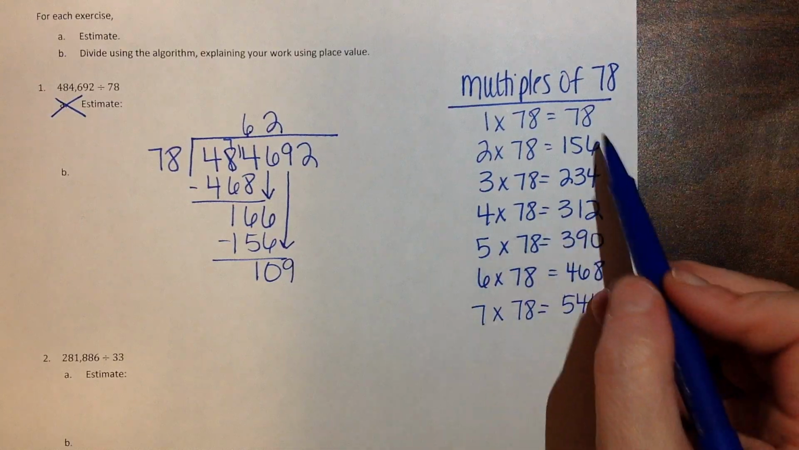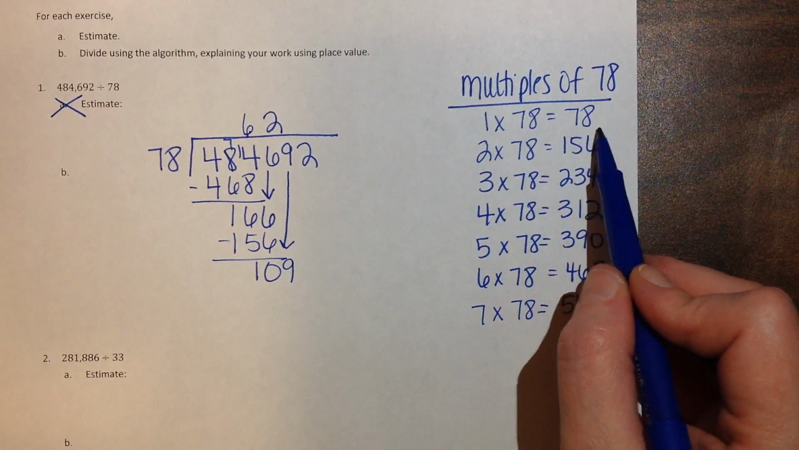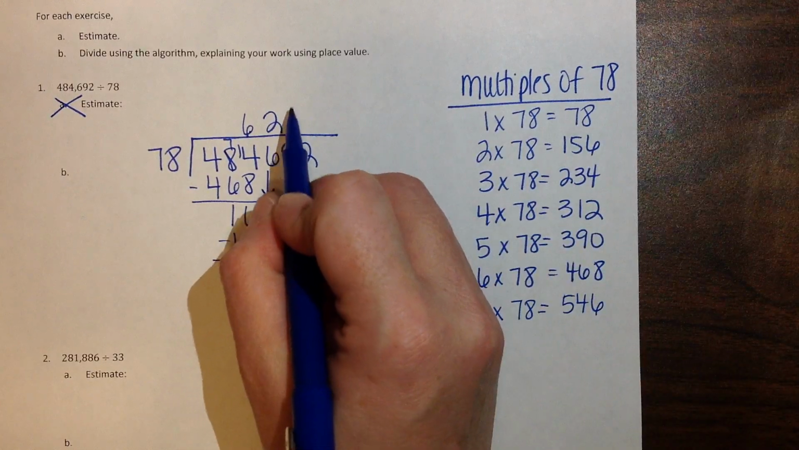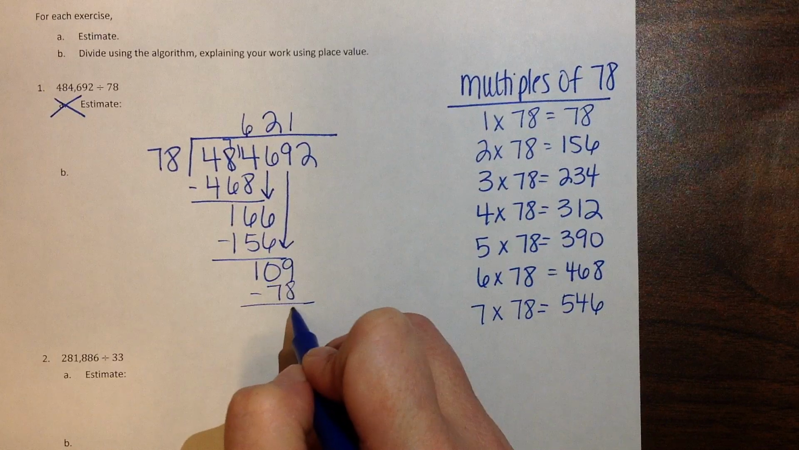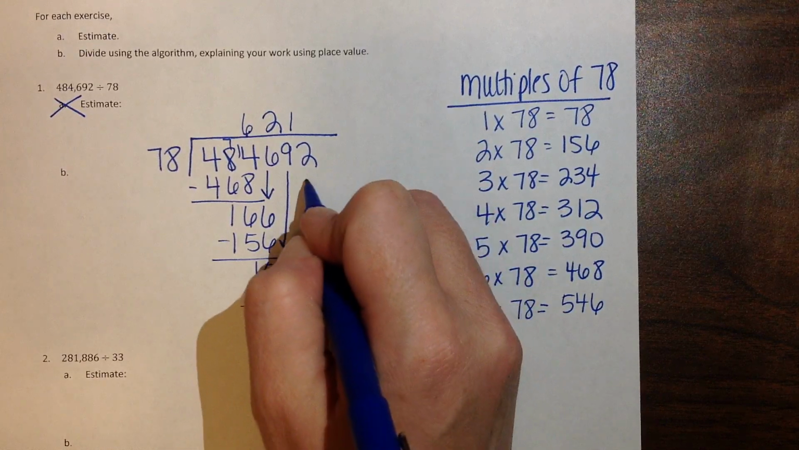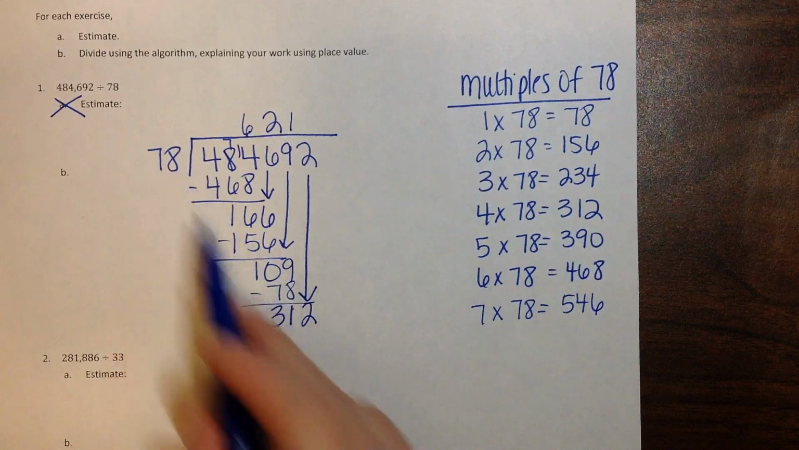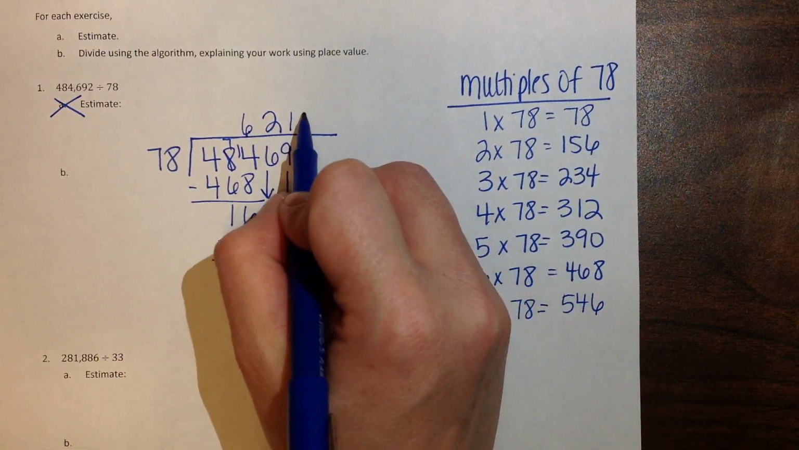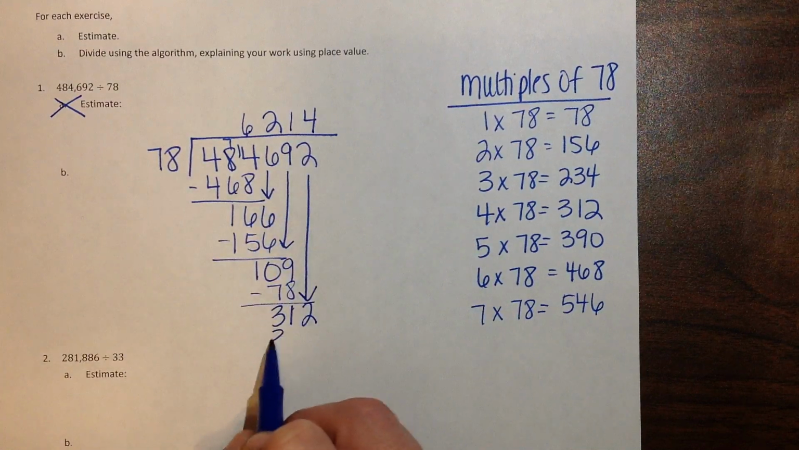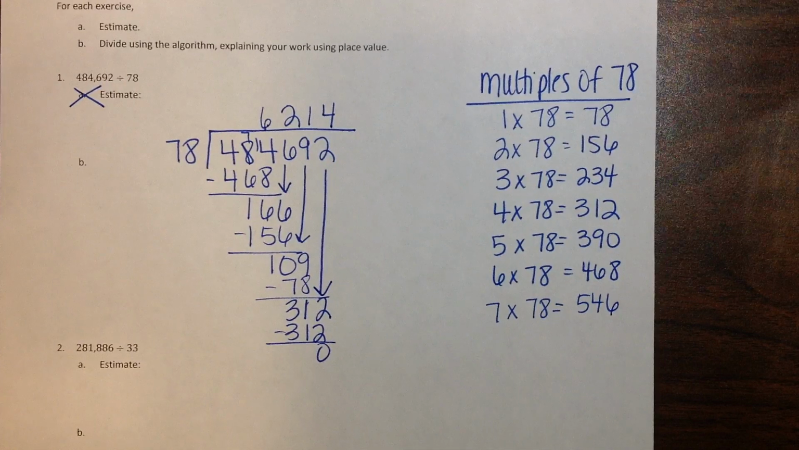Now we're at 109. We can see that 78 will only go into 109 one time without going over. 1 times 78 is 78. And when we subtract, we get 31. Bringing down our last digit of 2. How many times can 78 go into 312? If we look at our table, we know it goes in there exactly 4 times. And we have finished the problem with the remainder of 0.